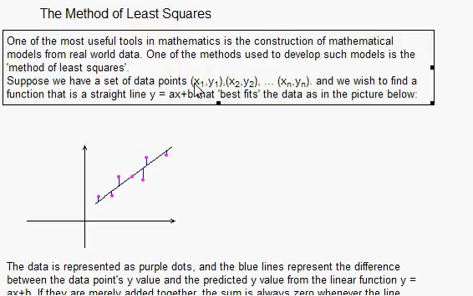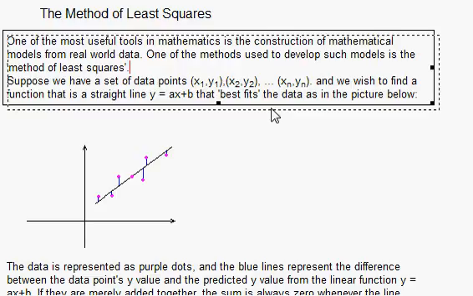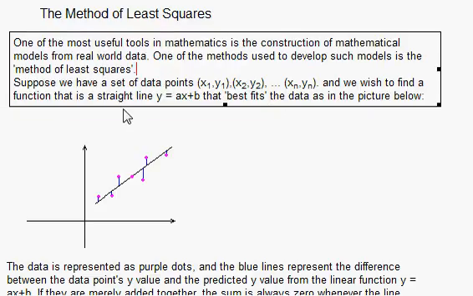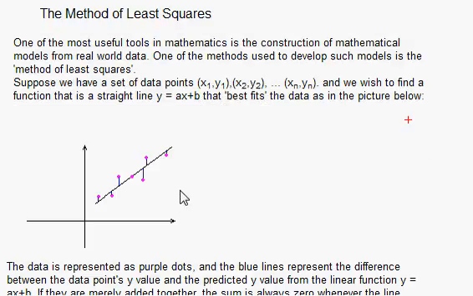Suppose we have a set of data points x1, y1, x2, y2, up to x sub n, y sub n, and what we want to find is a function that has a straight line, y equals ax plus b, a being the slope, b being the y-intercept, that best fits the data as in the picture below.